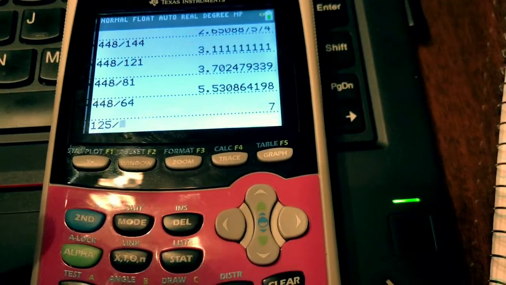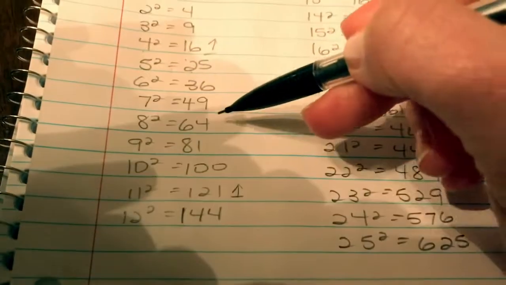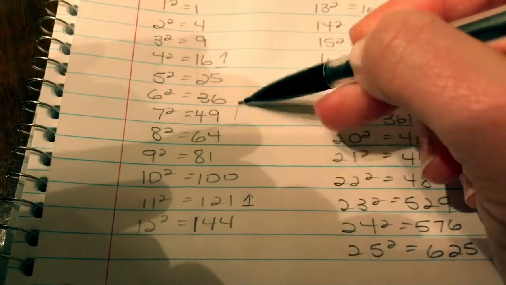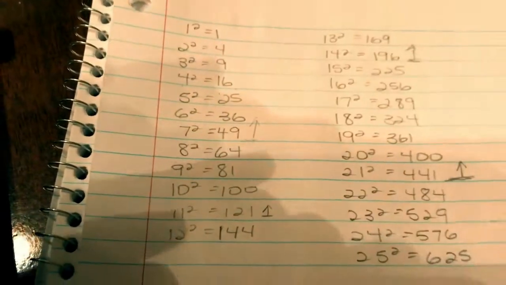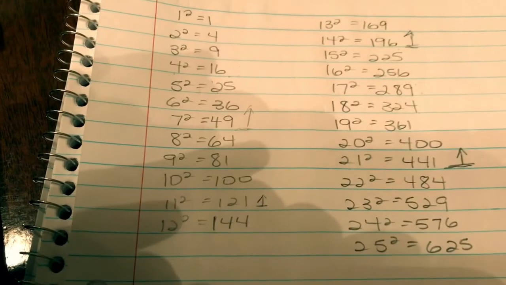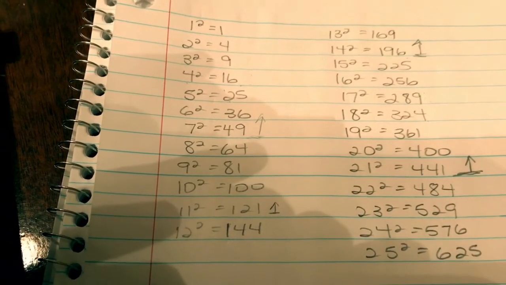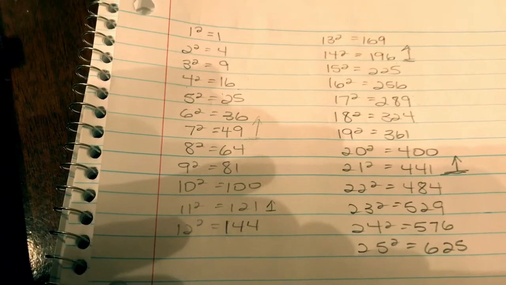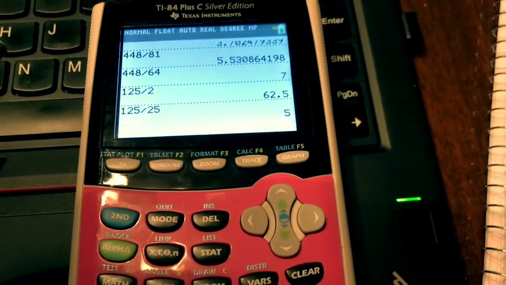That's 62.5. So we would look, 62.5 would be somewhere around here. So we only need to start looking from 49 down. So we could check and see if 49 goes in, 36 goes in. Turns out 25 goes into 125. So 125 divided by 25 is 5.